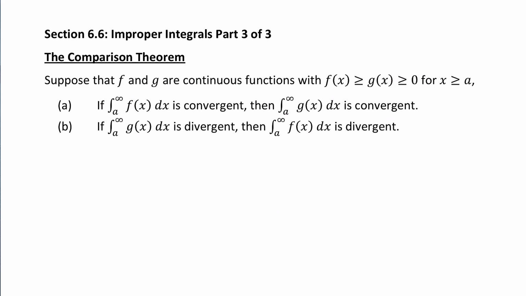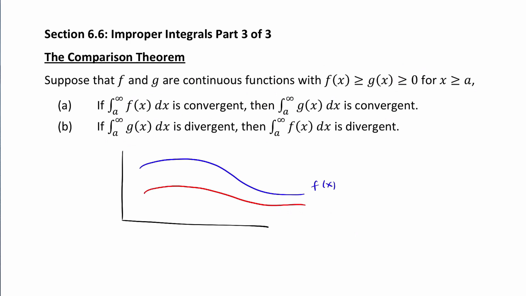So let me show you what's going on here, and you'll see that it makes a lot of sense. We see that f of x is always larger than g of x. So say we have something like this, say this is f of x, and this is my g of x. Who cares what they actually look like? The important thing here is that f of x is greater than or equal to g of x, and then here we have a. Okay, so let's see if we can understand what this means.